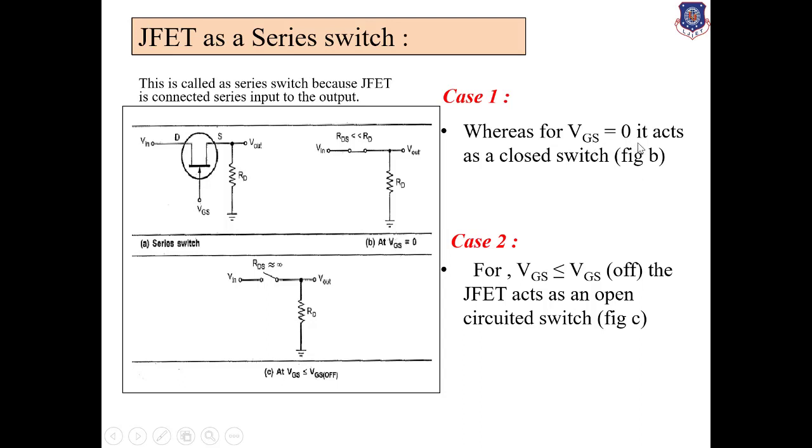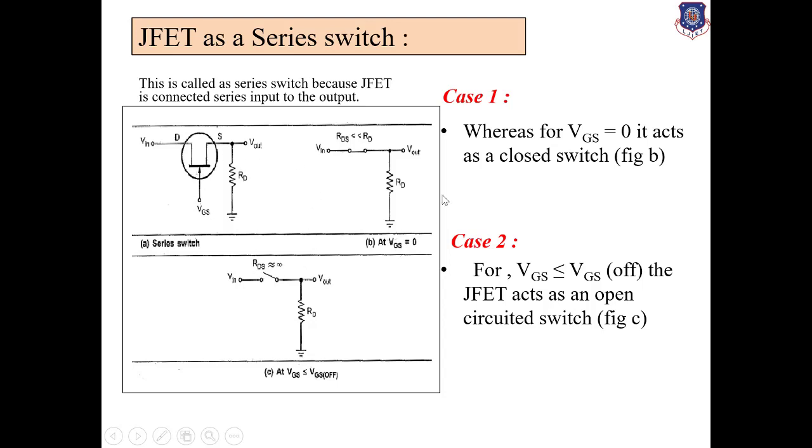If VGS equals 0, it acts as a closed switch as shown in figure B. This is figure A, this is figure B, and this is figure C. Figure A is the main series switch diagram. Figure B is the closed switch for case 1, and for case 2, that is figure C, VGS less than or equal to VGS off, the JFET acts as an open switch. So I have drawn the equivalent open switch in place of the JFET.